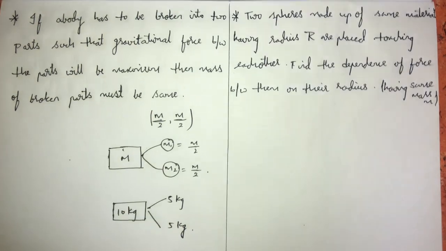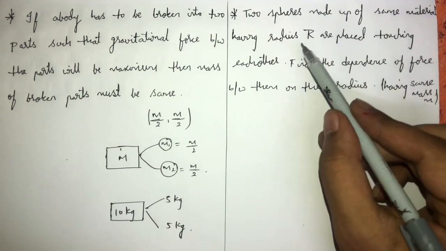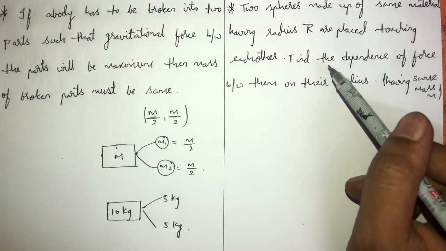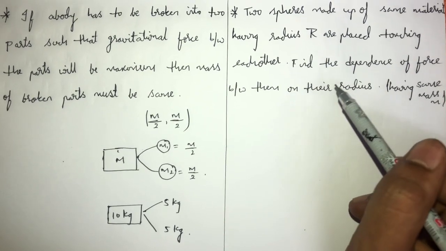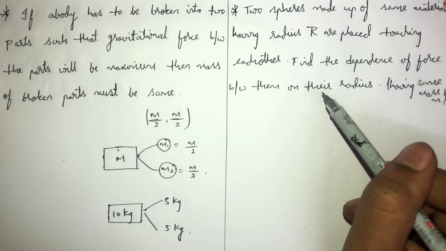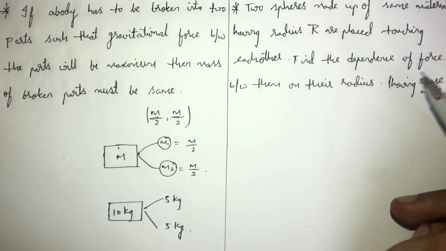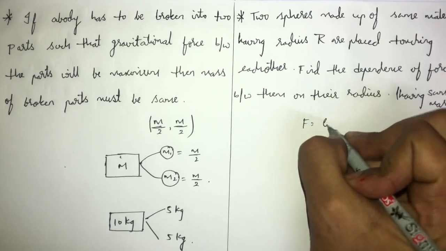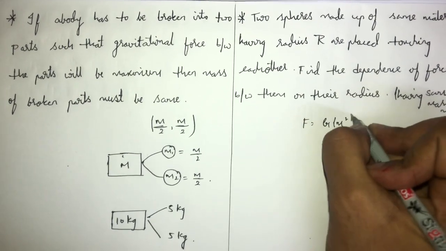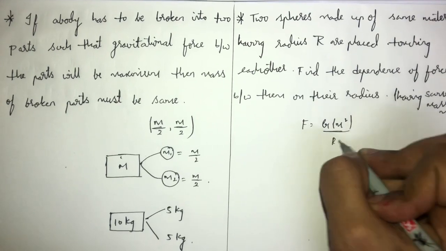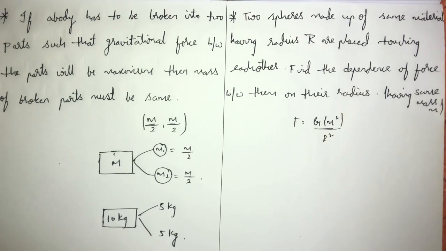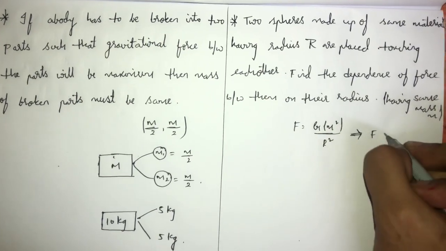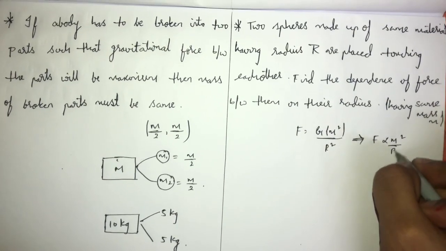So another problem here. Two spheres made up of the same material, having radius r, are placed touching each other. They ask us to find the dependence of the force between them on their radius, having the same mass. So F will be equal to Gm square by r square, as both the masses are equal. So as I ask for the dependence of force on the radius, F is directly proportional to m square by r square.